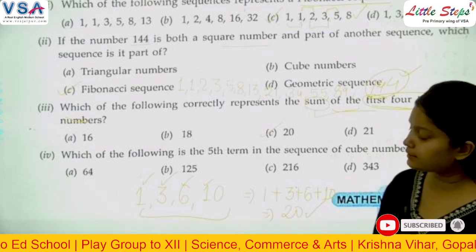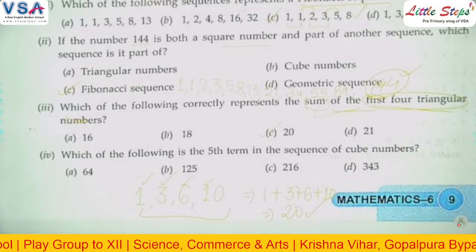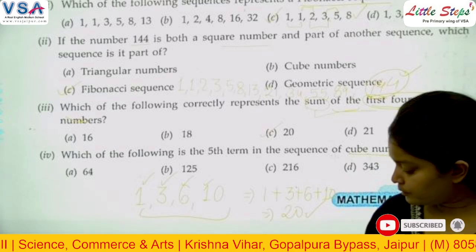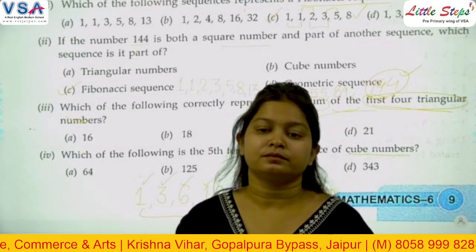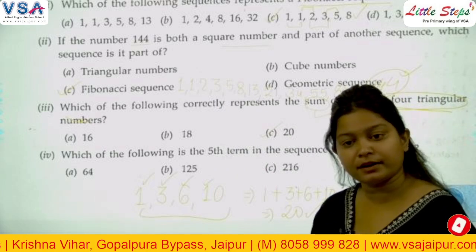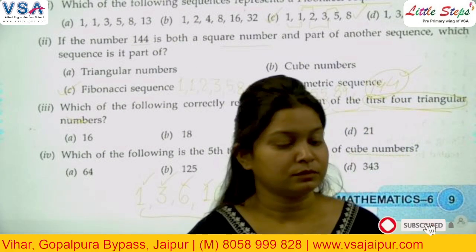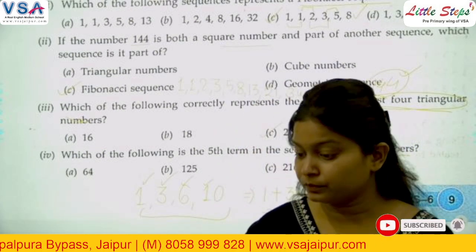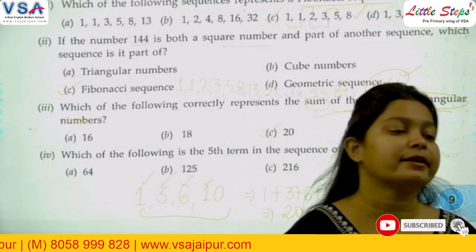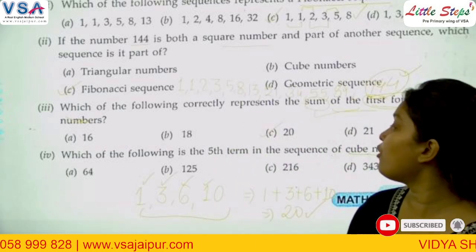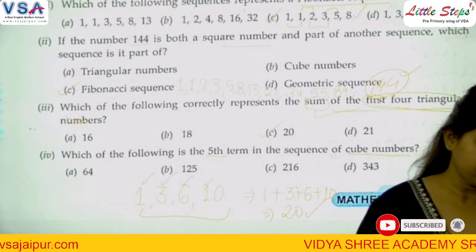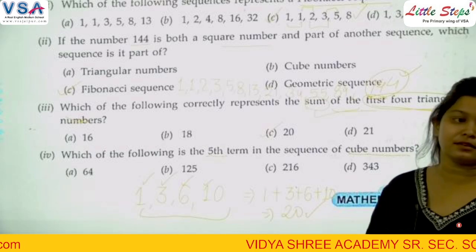Which of the following is the fifth term in the sequence of cube numbers? As we already discussed cubes, tell me the cube of 1. Yes, the cube of 1 is 1. The cube of 2? No, I'm asking cube. Cube of 2 is 8. The cube of 3? The cube of 4? And the question is asking the cube of 5.